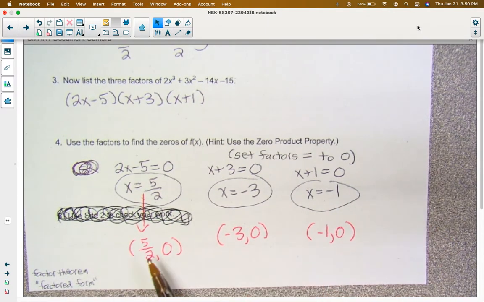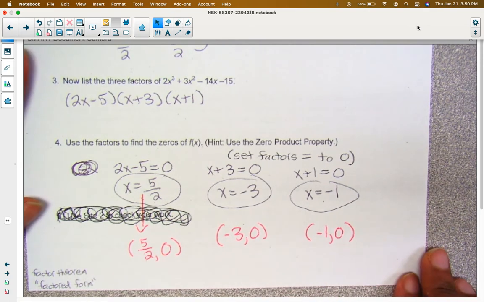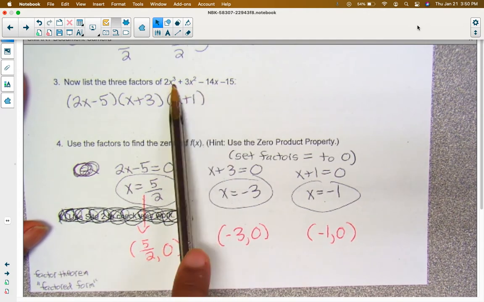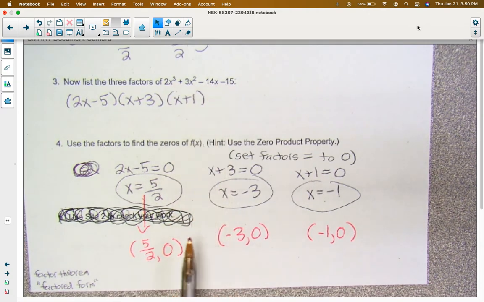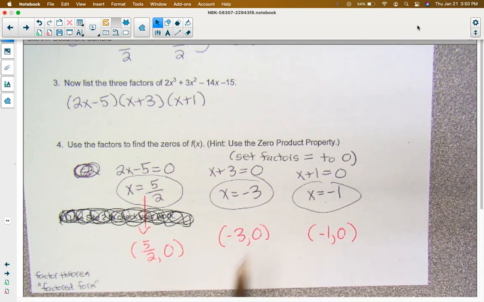So this actually gives us 3 ordered pairs that if I were to graph the polynomial at the very top of the problem, which is rewritten right here. So this is the polynomial we started with. If I were to graph this, it would cross at these 3 spots because these 3 are the roots. They're the solutions. They are the x-intercepts of my polynomial function. So this is the factor theorem.